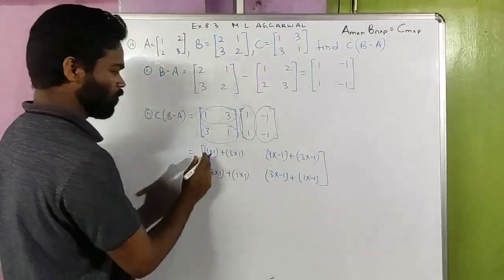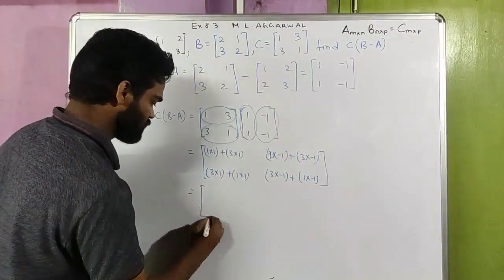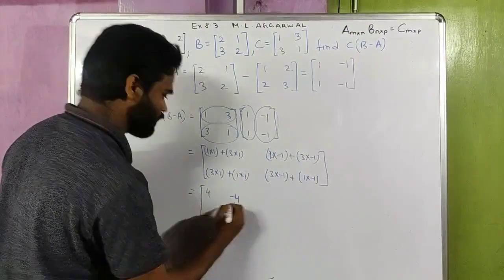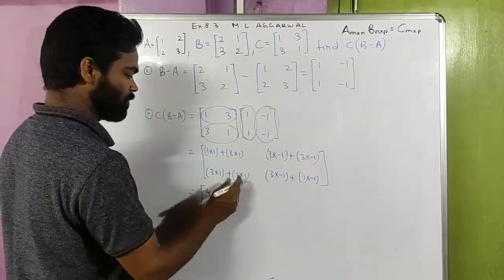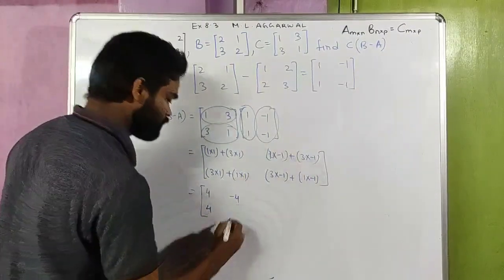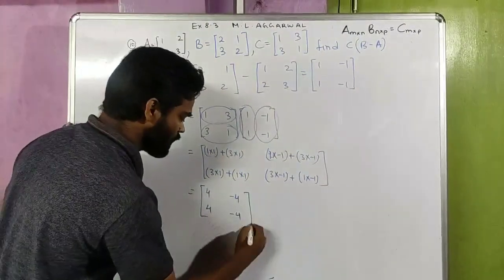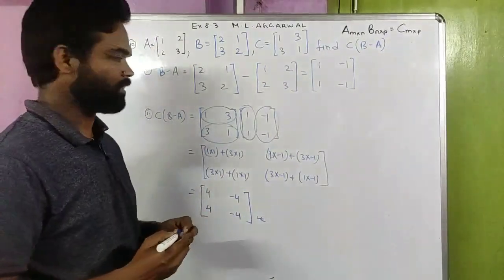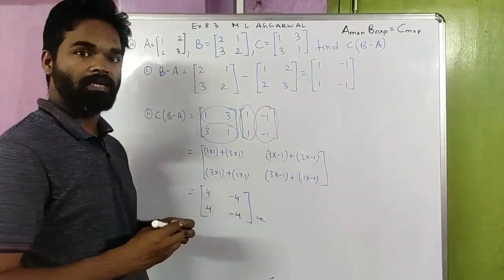Now we'll find the value. 1 plus 3, that's 4. Minus 1 minus 3, that becomes minus 4. That's 3 plus 1, that becomes 4. And this again minus 3, and this is minus 1. This is minus 4. And C times B minus A is this. Clear? Now we look at the next sum.